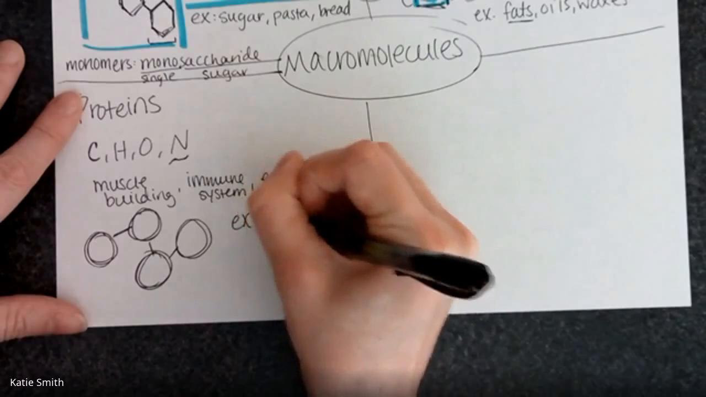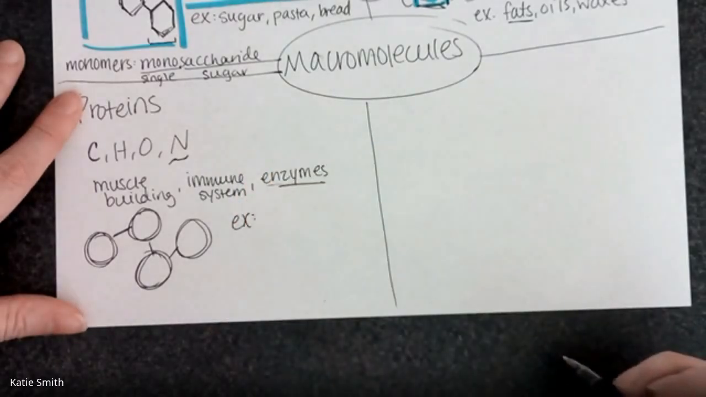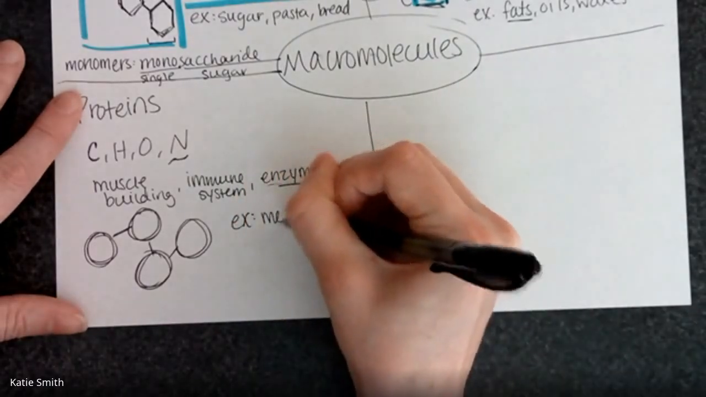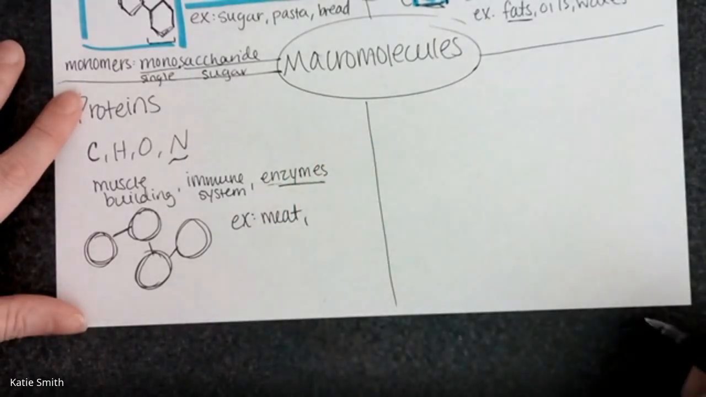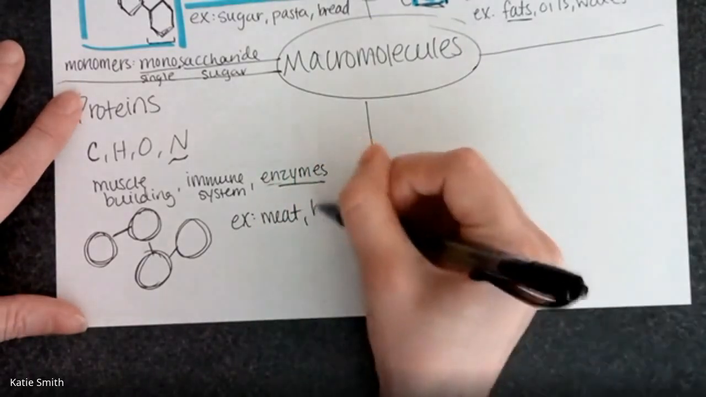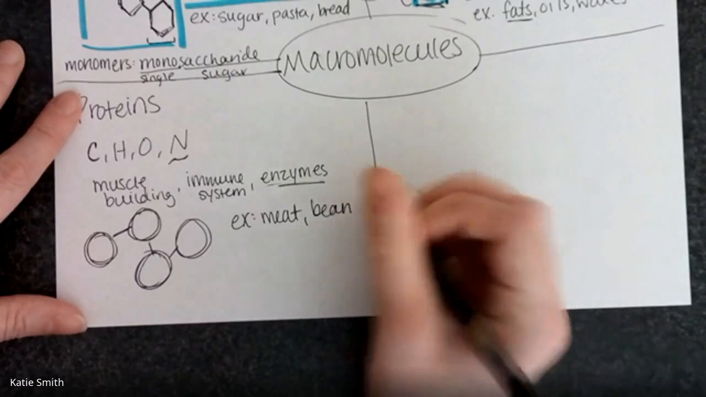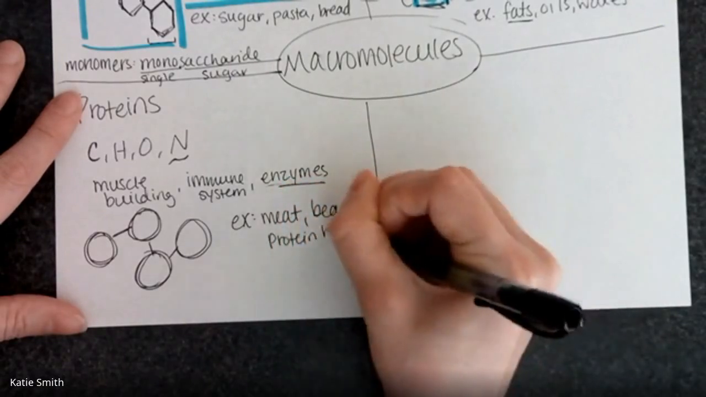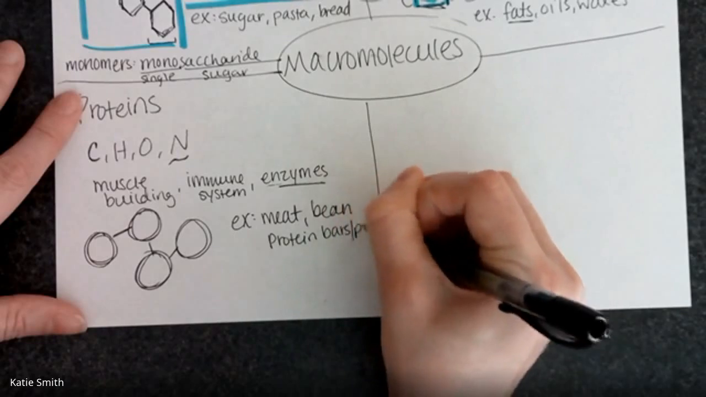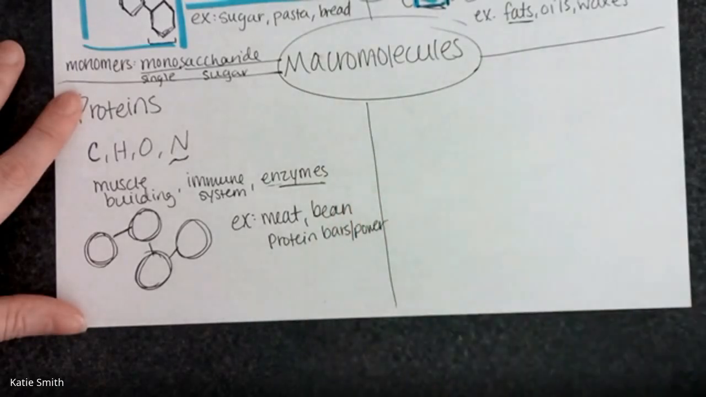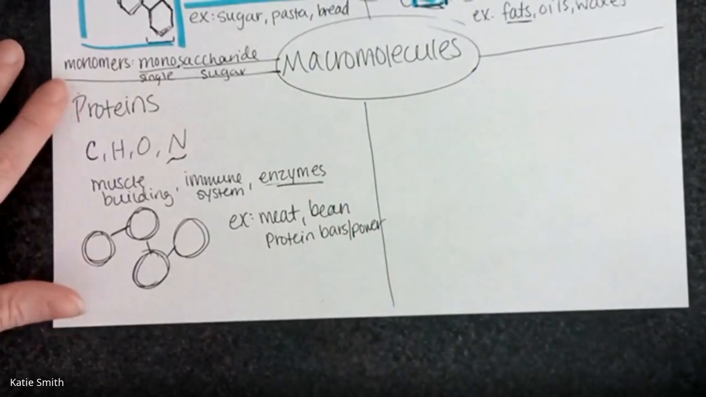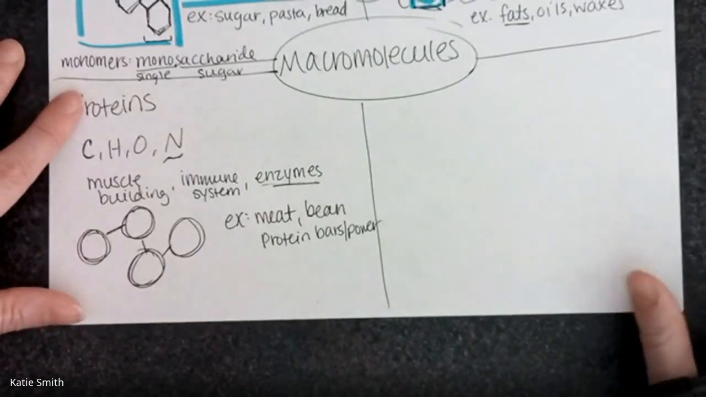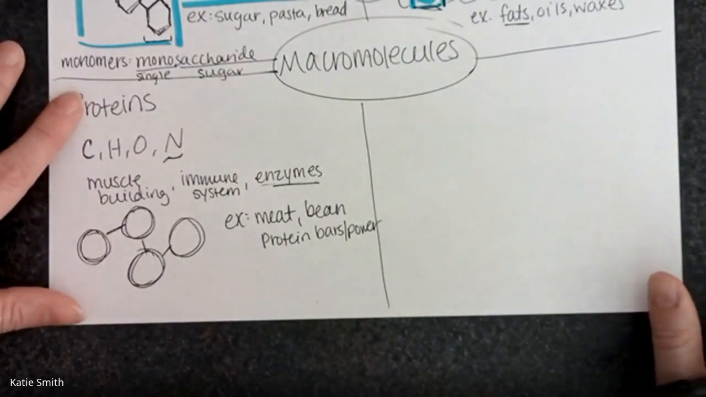What are some examples of proteins? So meat. What else? Beans. Power bars. So protein bars, protein shakes. So usually those are like crude proteins from meats and beans that have been basically extracted and chemically changed to taste better.